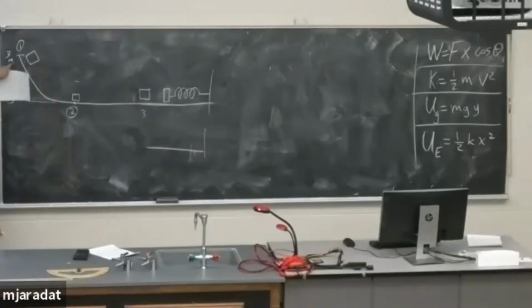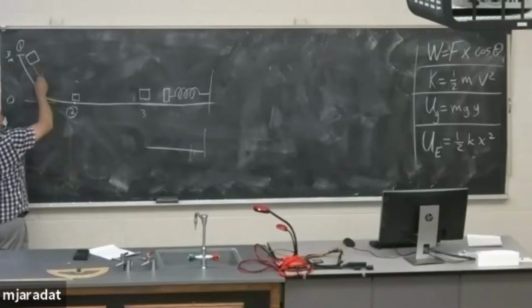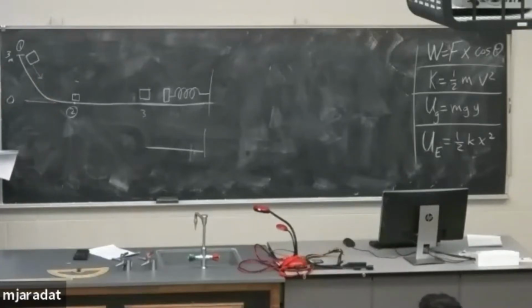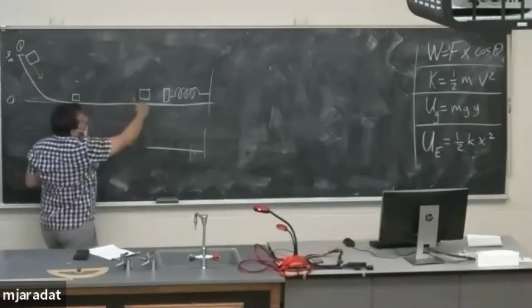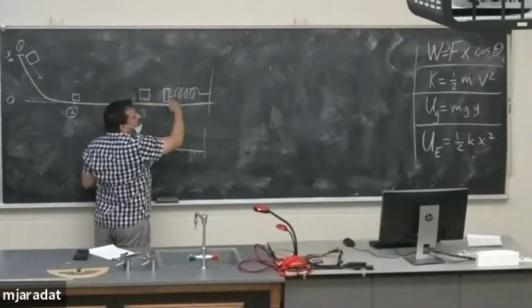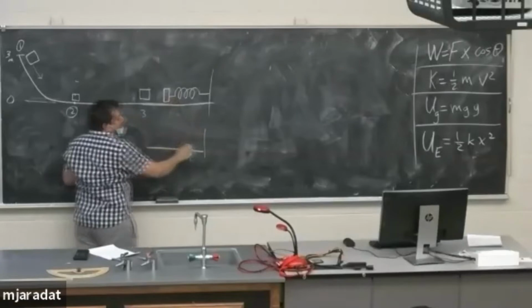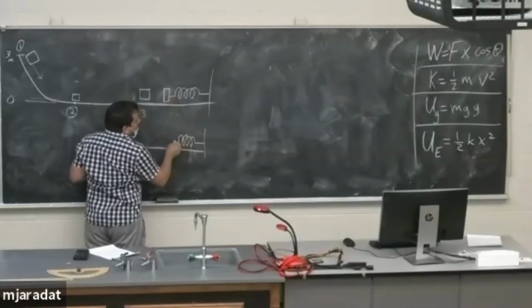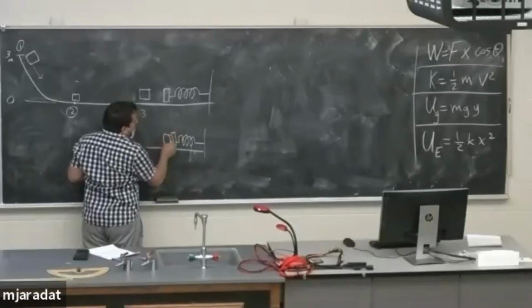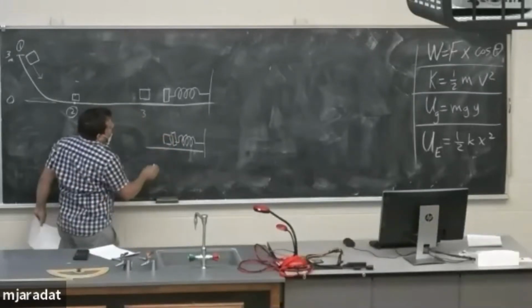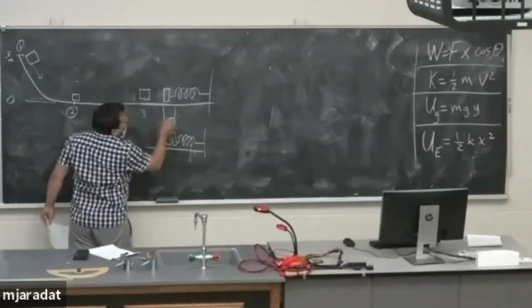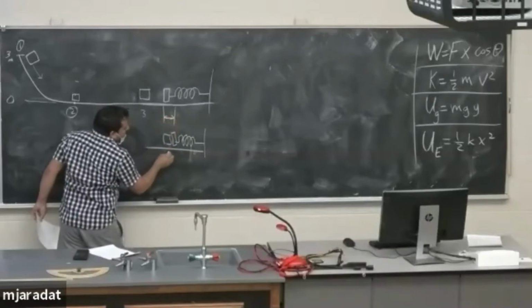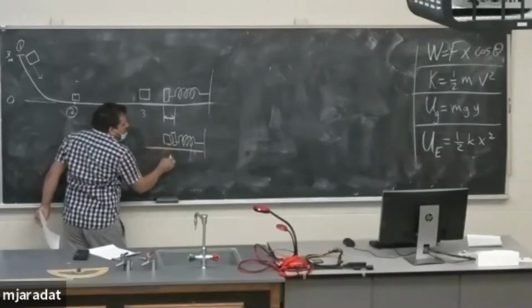Initially, we have the mass at altitude y = 3. We release it. Then it will start moving without friction. It will come to this track, it will come to the spring, it will push the spring. So we have a change in length, x. At this point, this is point 4.